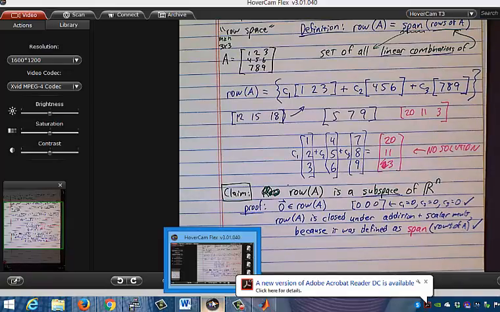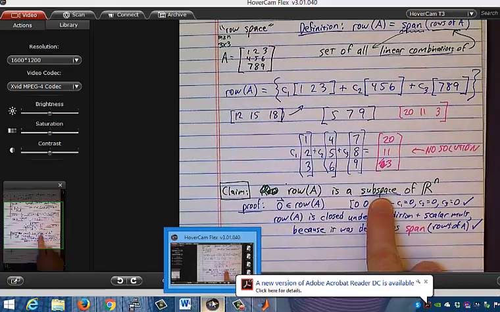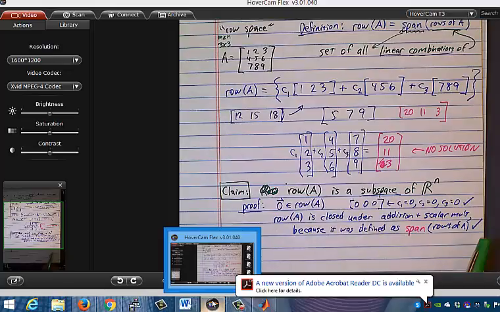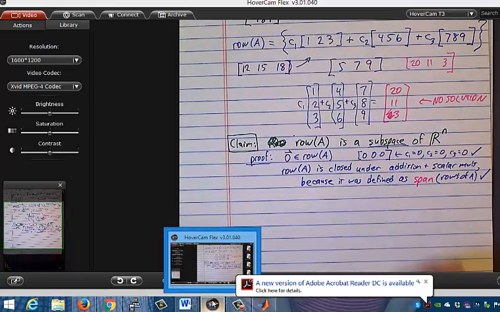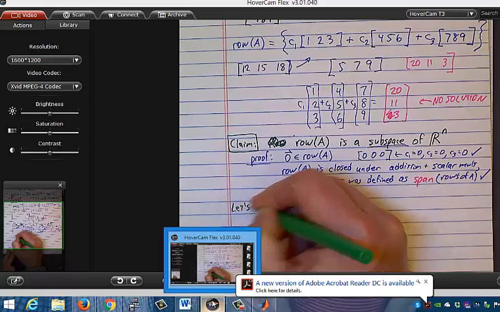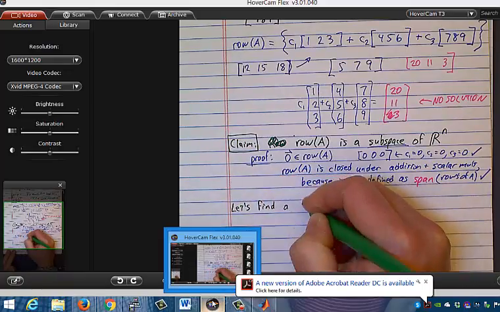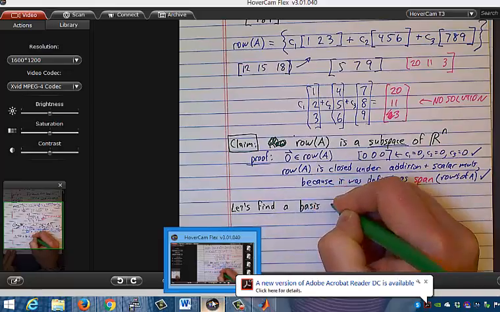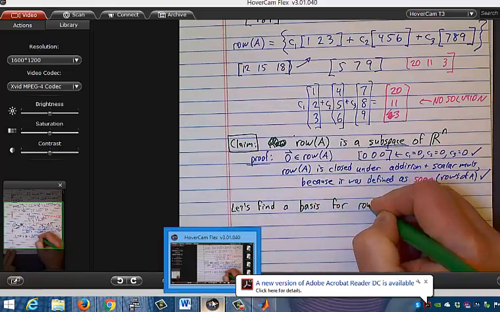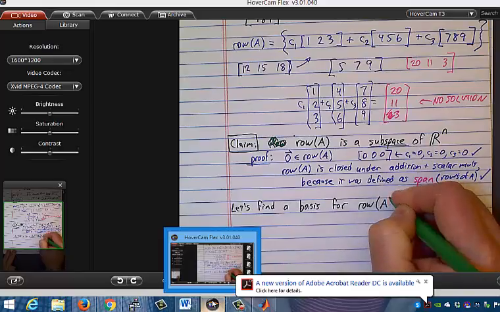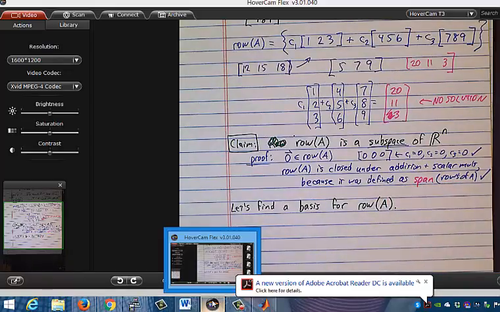Now, if it's a subspace, then the next thing we ought to be able to do is find a basis for the row space of A. That's what we want to do. This is what we reviewed today. We want to find a set of vectors that will span the null space and be linearly independent.